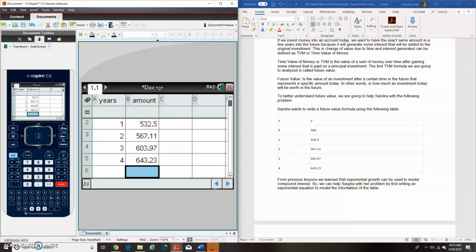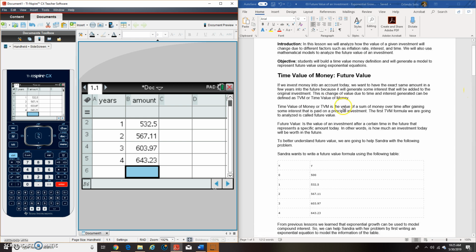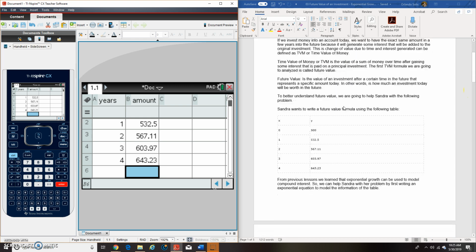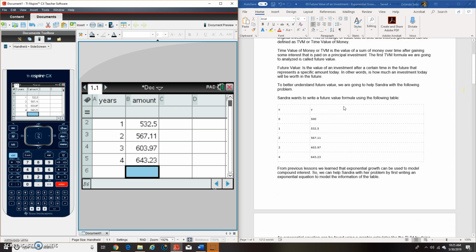Hello there, Orlando Solis with Advanced Quantitative Reasoning, and we're talking again about regression. And right here on this one, we're looking at time value of money. We're trying to put together an exponential regression because if we look at the data right here, it doesn't grow at a constant rate. It gets a little bit different.